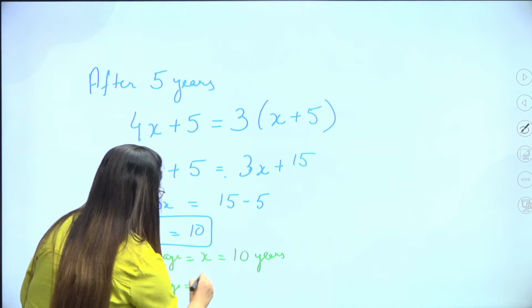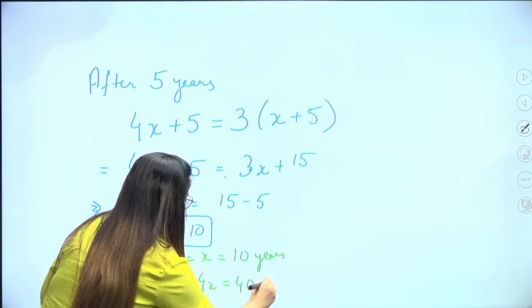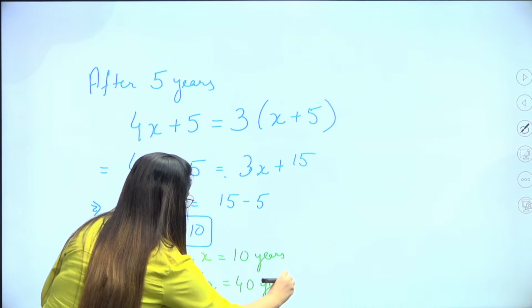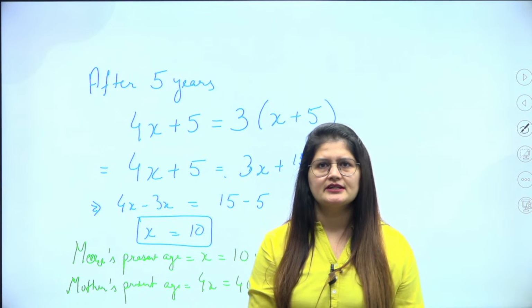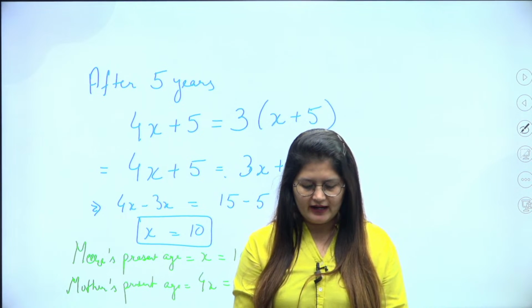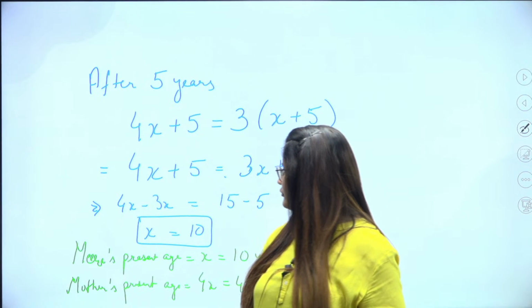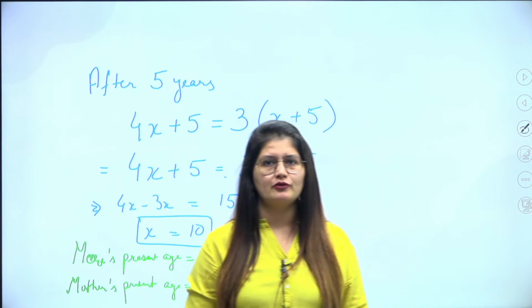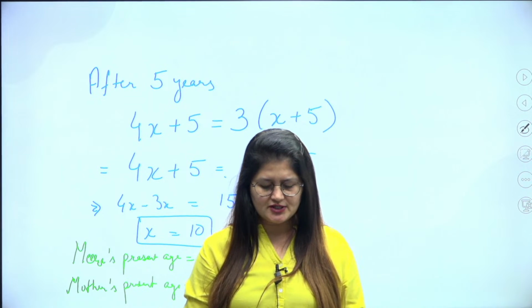Is equal to 4x, that will be 40 years. Okay, I hope you all are clear with the question. Yes, so these are the steps that have to be followed while doing such questions. Okay, I hope all of you are clear with this question. So firstly, you have to find out what the current scenario is, what the present age is, right?